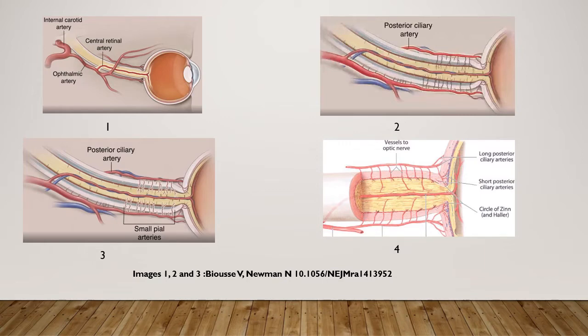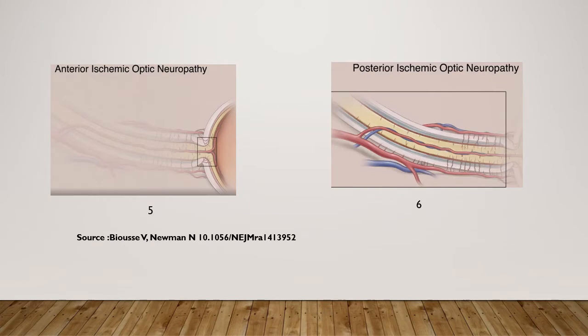Image 4 shows small anastomotic arteries known as the short posterior ciliary arteries, which supply the anterior part of the optic nerve. As seen in image 5, anterior ischemic optic neuropathy involves the anterior part of the optic nerve, and disc swelling can be seen acutely on fundus examination. As seen in image 6, posterior ischemic optic neuropathy involves the posterior part of the optic nerve, and no disc changes are seen acutely, but optic atrophy develops 6 to 8 weeks later.